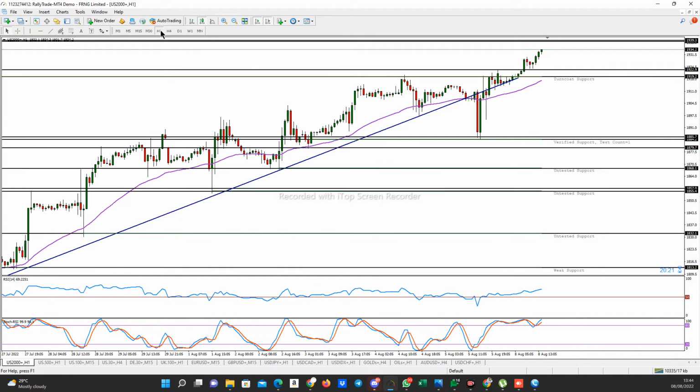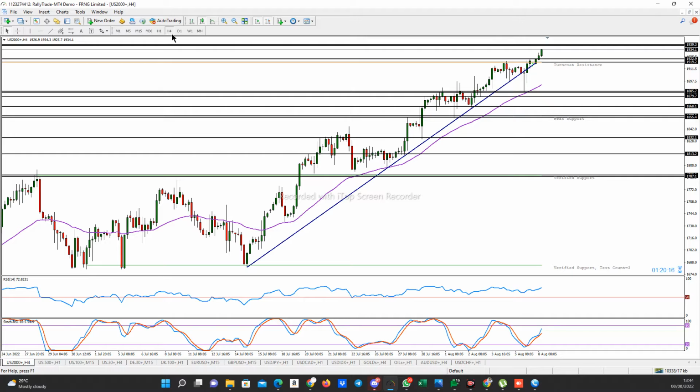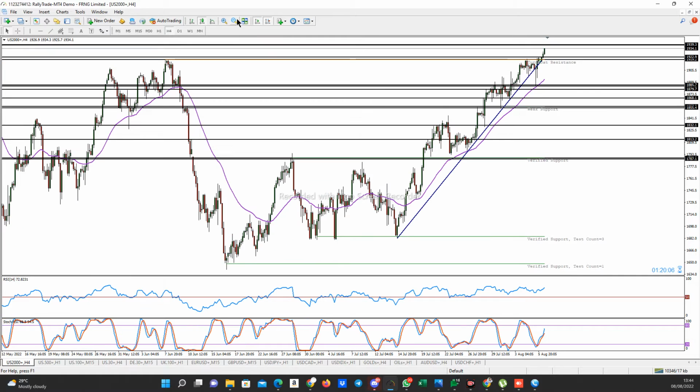All right, good afternoon. We are looking at US 2000. 2:30 p.m., the New York session opened. We're trying to take advantage of that particular time. As you can see, price has been moving on an uptrend. Look at the 4 hours.